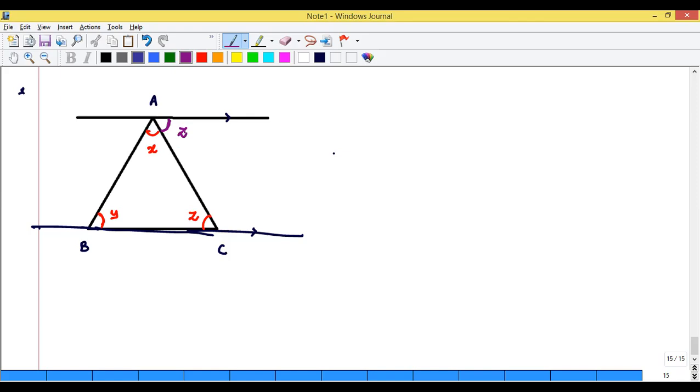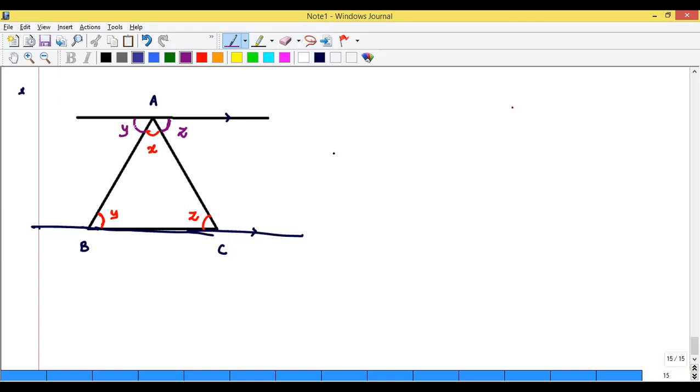Why is it angle Z? Because alternate interior angles. Yes or no? Is it not in the shape of Z? Reverse Z. If this is Z, this is also Z. And you tell me, what about this angle? It is.